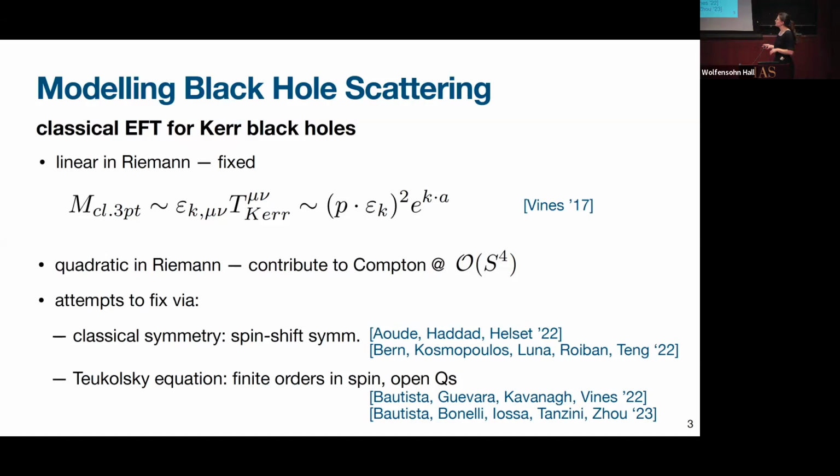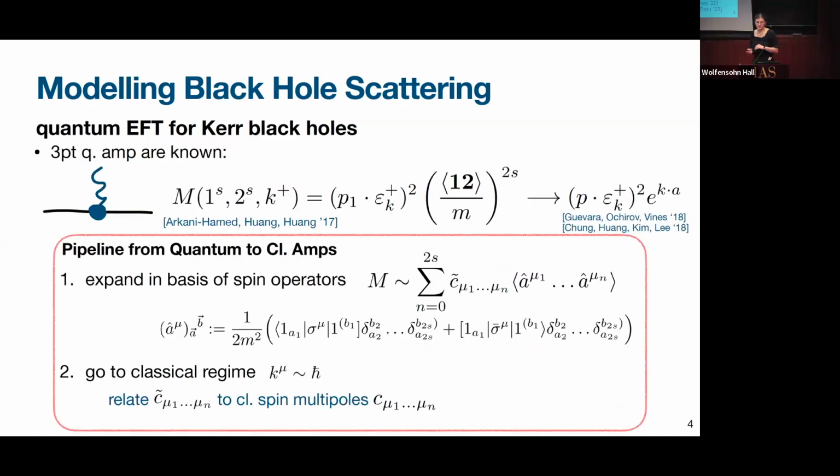That means, though, that you'll be working at finite orders in spin, and there are still numerous open questions here, which I'll discuss a bit later, to do with conservative physics versus dissipative, and some non-analyticity, and whether we should be incorporating them or not. But in this talk, just to say that it's not exactly clear how to fix these Wilson coefficients, at least to all orders in spin, from a purely classical approach.